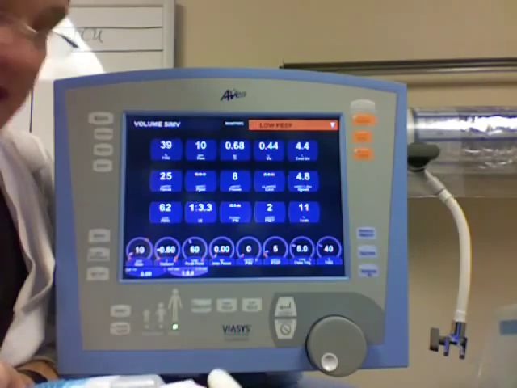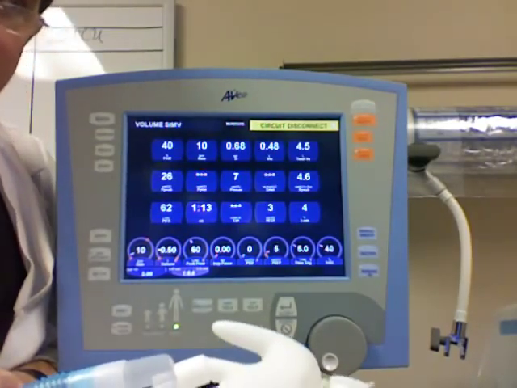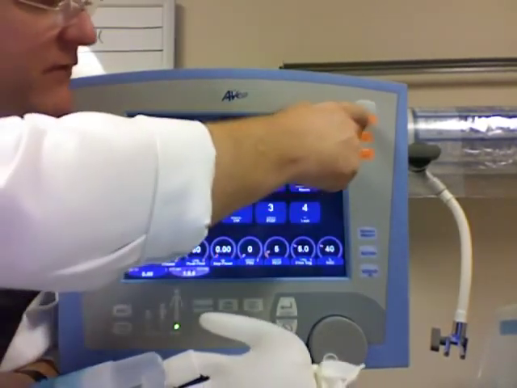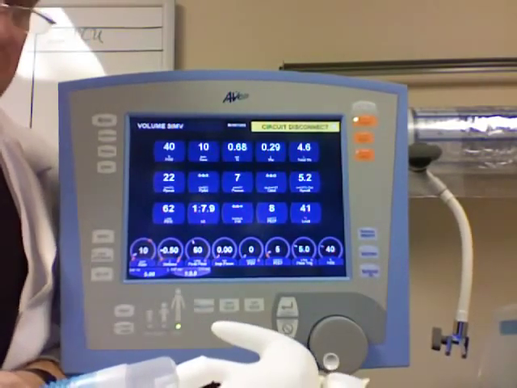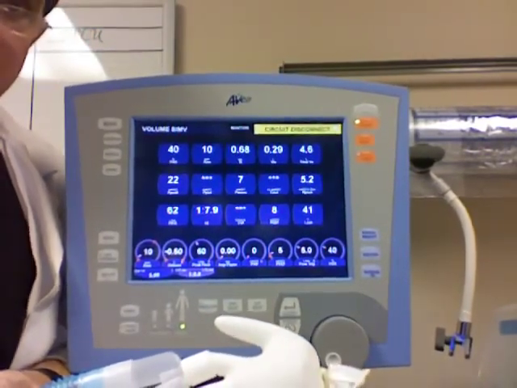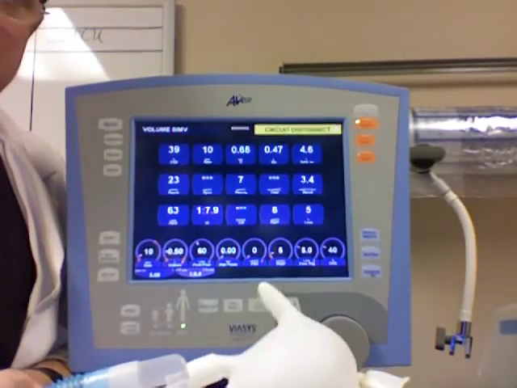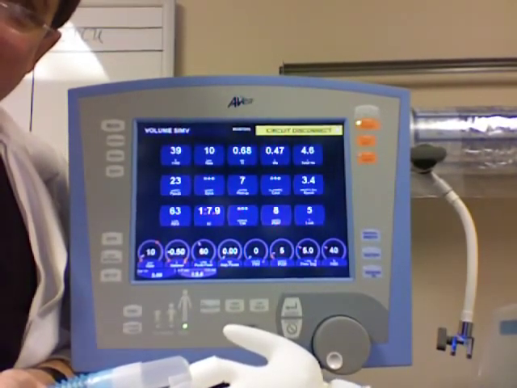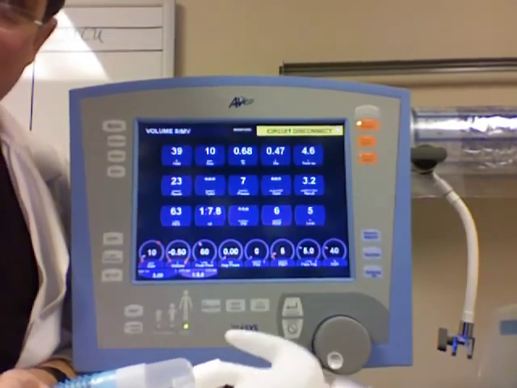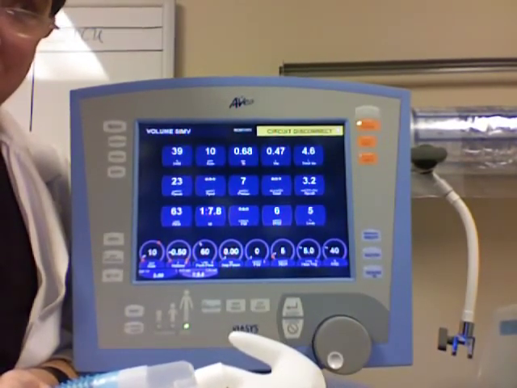So SIMV you might think of as a weaning mode. Let me turn, I've got an alarm here I'm violating. You might think of SIMV as a weaning mode because if you want to perhaps turn the rate down and see how the patient does, if they're in assist control, the ventilator is going to control each breath with 500 cc's at the peak flow rate, isn't it?